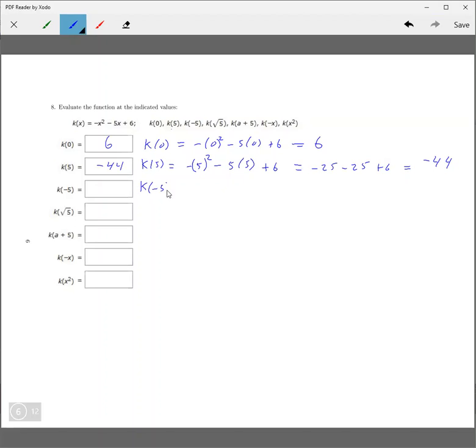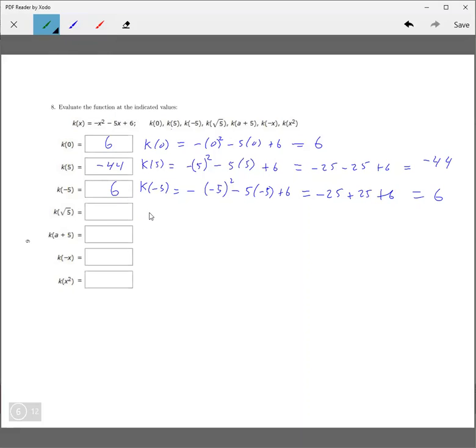K of negative 5. Now here's where it's important to replace the x with parentheses, because then we know that the square comes up here. So this is negative 5 quantity squared, which is positive 25, but then you have a negative sign there. Here we have negative 5 times negative 5, so that's plus 25. So that's going to be 6.